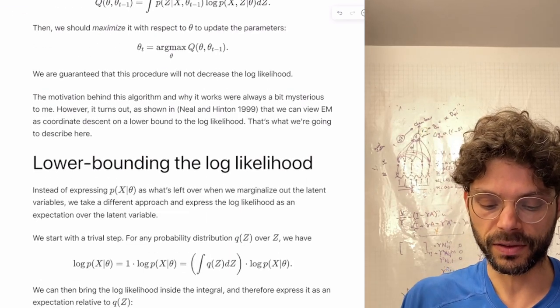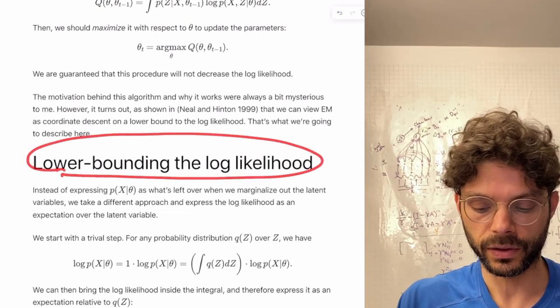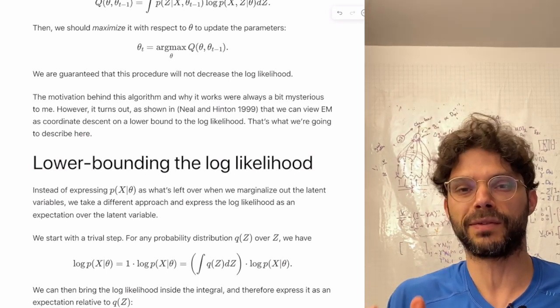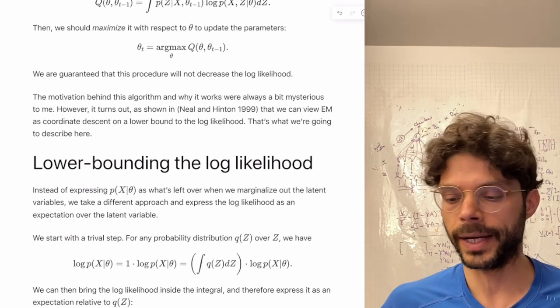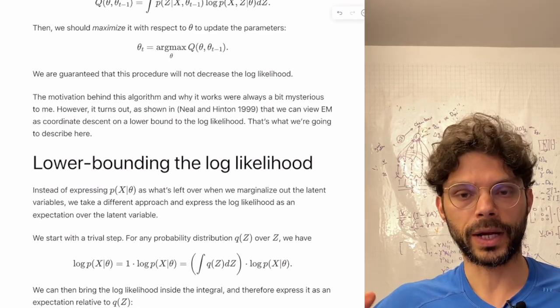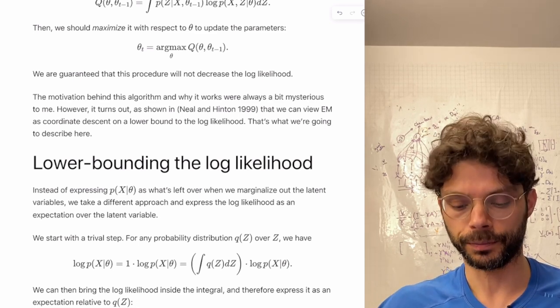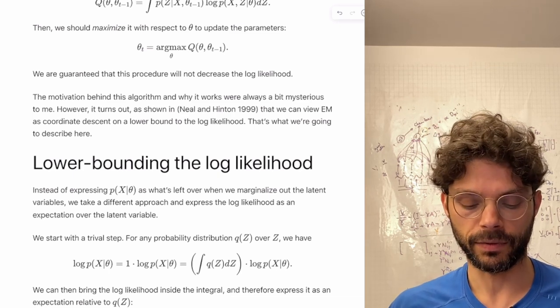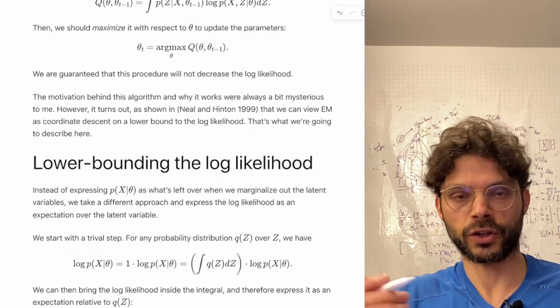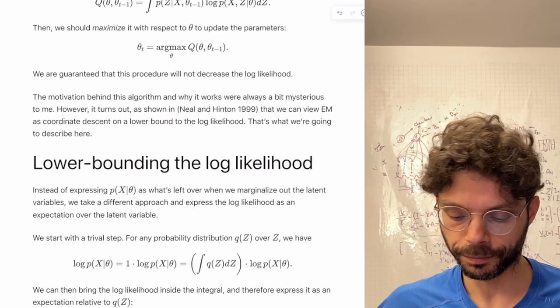And the very first step is forming this lower bound of the log likelihood. And how are we going to do it? We're going to use a couple of steps that seem a little bit trivial, like why would you arrange things in this particular way? But when we combine them, it's going to give us a powerful expression for the log likelihood. So just bear with me here as we go through these steps.